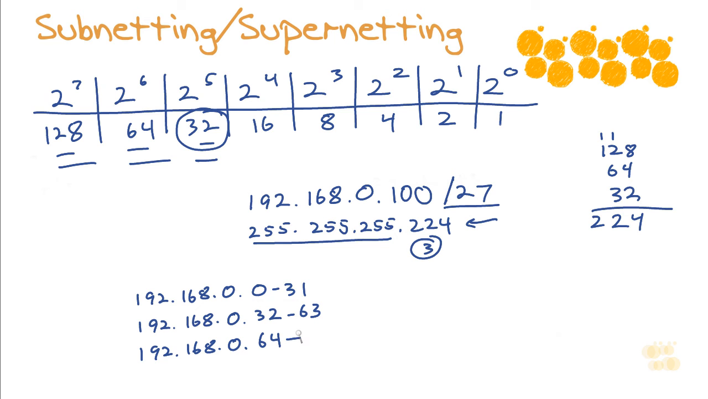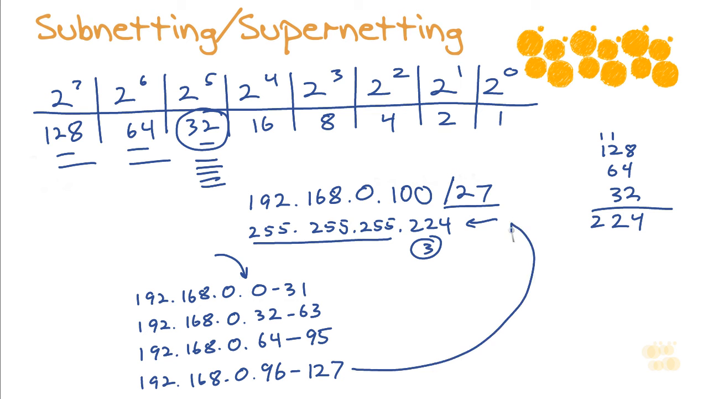192.168.0.64 is the next one. It goes up to 95. 192.168.0.96 all the way up to 127. See how the subnets increment on that magic number of 32 from us going 3 bits deep into that particular segment? Wow! And by the way, this is the one we live on. 192.168.0.100 lives in this numbering scheme.